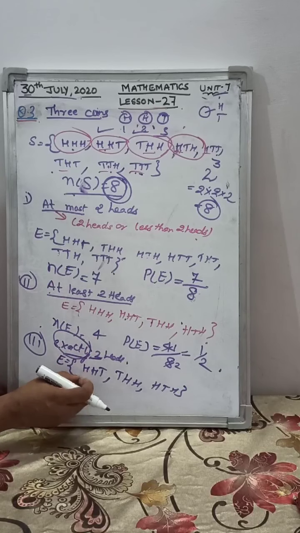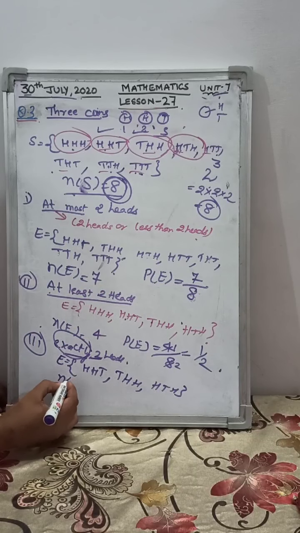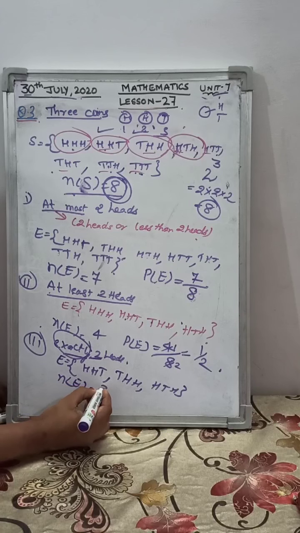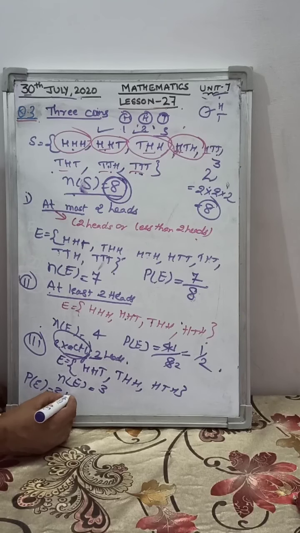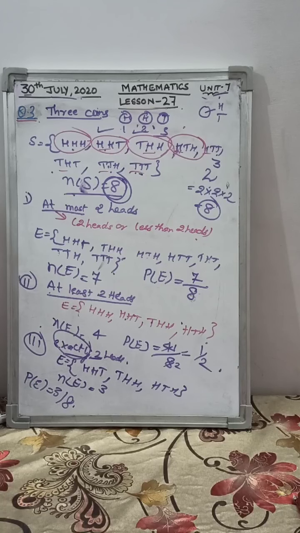Exactly 2 heads. So the number of elements will be 3. So the probability will be 3 by 8. So this is the third question.